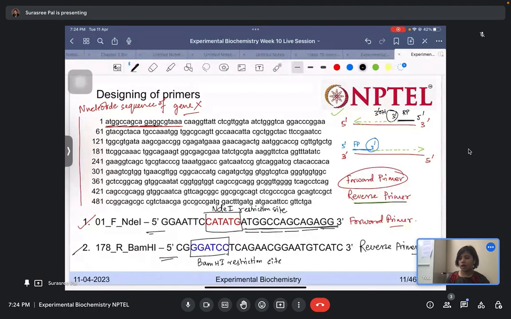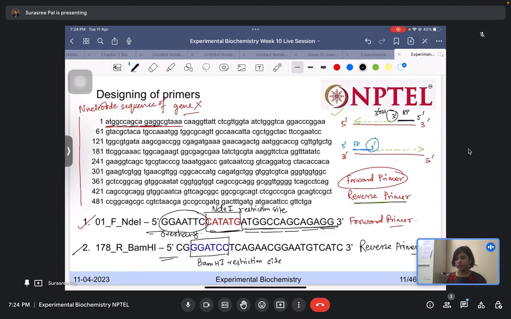And 5' to this sequence, we have kept this restriction site sequence, and before that, this is actually an overhang. Why is this overhang kept? So that it helps in positioning of the restriction endonuclease. The restriction endonuclease can be positioned on the overhang. So the overhang is maintained for that purpose.